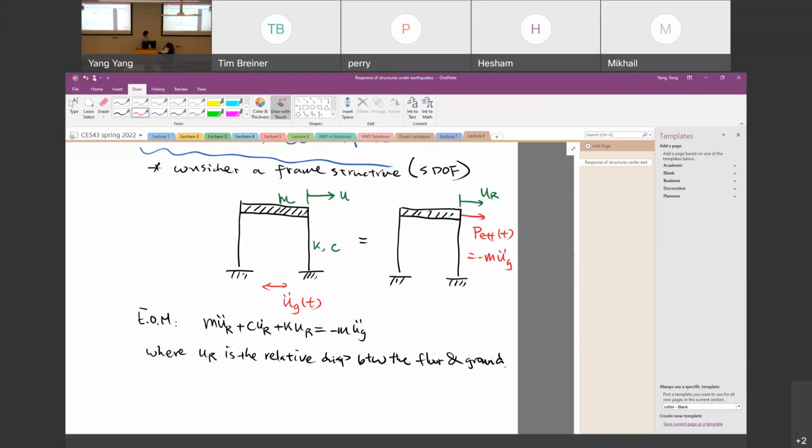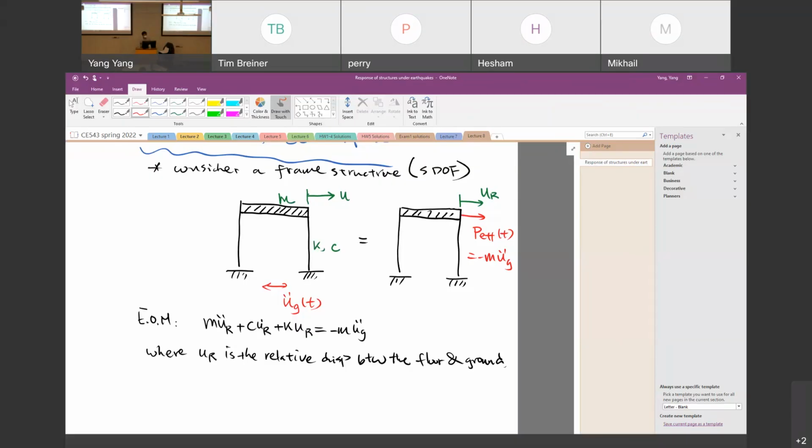That means in future when you do analysis for a structure under earthquakes, you do not have to force the ground to move. You only need to fix the ground and then put a force on top of the mass. So these two systems are equivalent. The only thing is the calculated displacement, velocity, as well as the acceleration are relative values, and we are only interested in relative values here.